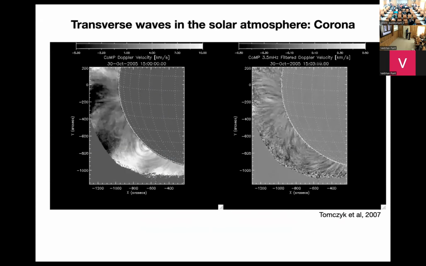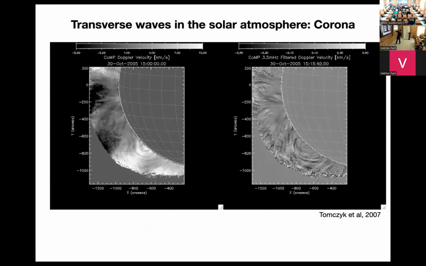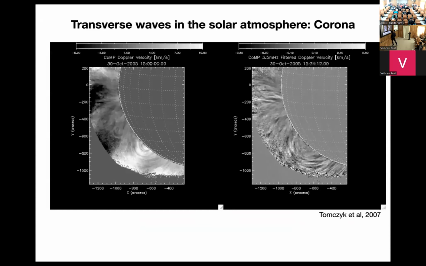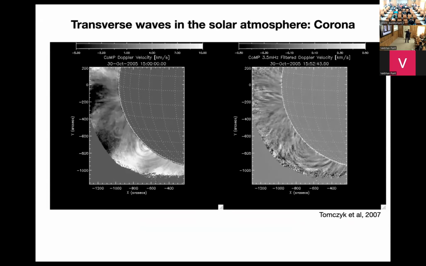Krishna is expert in these, so I'm not going here. What I'm trying to say is that this is one example from CoMP, and these are the Doppler velocities, right? So you can see that something is moving outward from here as well as from here. If you see these movies nicely, from both sides things are moving outward. So these are waves basically.